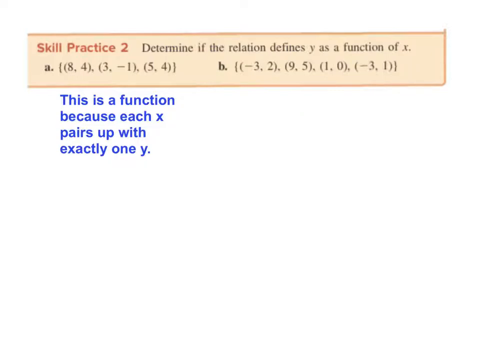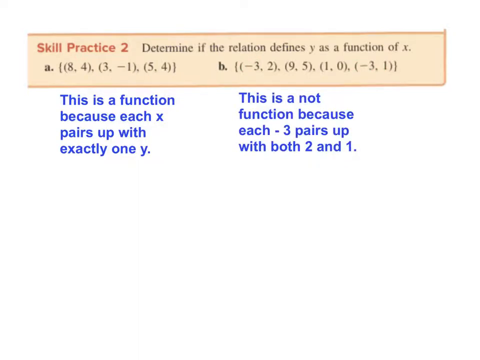Okay. How about on B? Do I have any x's that pair up with more than one y? What one? -3. So -3 goes to 2, but then it also goes to 1. Okay, so this is not a function. And when you have a situation like that, your explanation has to be the counterexample. Okay? Meaning the illustration of what makes it not a function. Those are the things that you would write in each case. Is a function, is not a function. Okay?